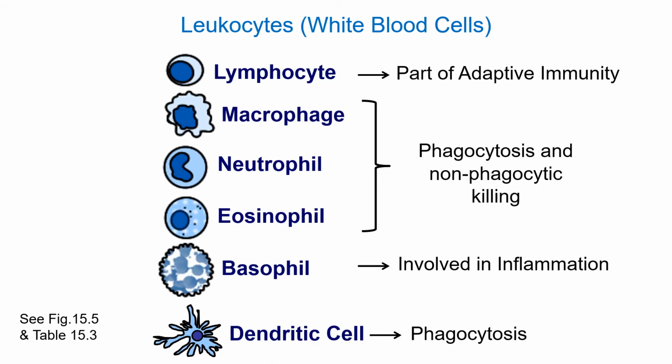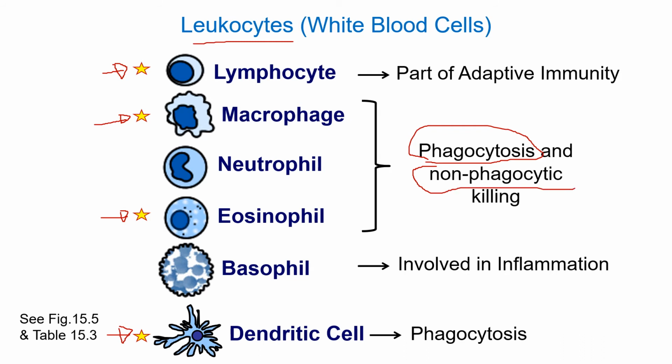So let's talk about these white blood cells. White blood cells, by the way, are also known as leukocytes. So know that word. Let me just show you. I have stars beside these ones. These are the ones that I want you to know. The lymphocytes we're going to be talking about in the next lecture regarding adaptive immunity. Down here at the bottom, we've already talked about the dendritic cells. We're also going to talk about these macrophages and these eosinophils. These are involved in, you can see it says phagocytosis and non-phagocytic killing. So we'll talk about those two things right now.